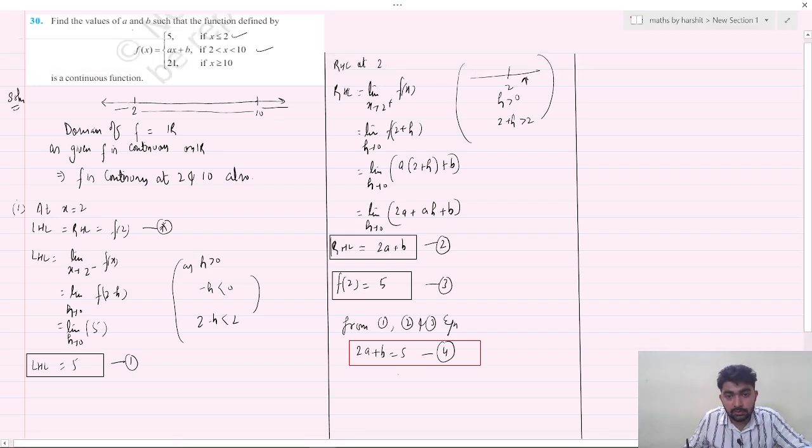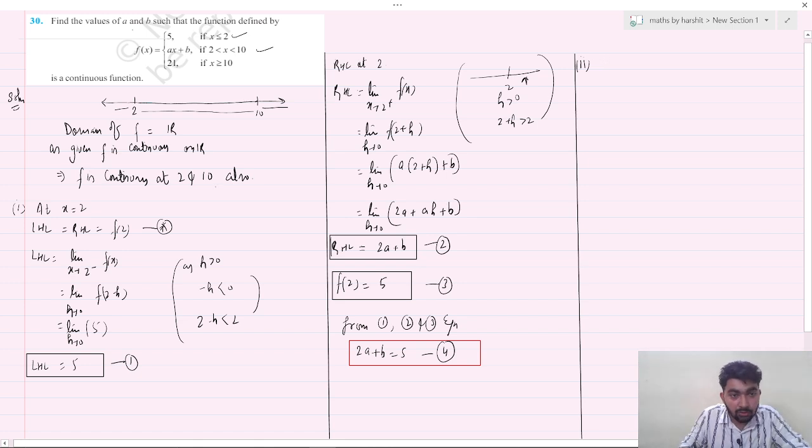Now you can observe that we will find the function value, LHL and RHL, because we need another equation in a and b. Two unknowns are there, so we require two equations to solve and find the values of a and b. So we go to 10 now. We will discuss how. The second part we have here.